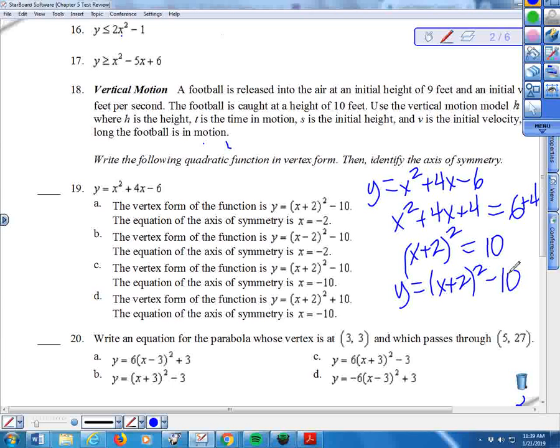Okay, so the only one that's x plus 2 minus 10 is this one and this one. So now it's the question of what's the axis of symmetry. Well, the x-coordinate of the vertex is what? Negative 2. So my axis of symmetry happens at x equals negative 2, which is letter A. Questions on that one?